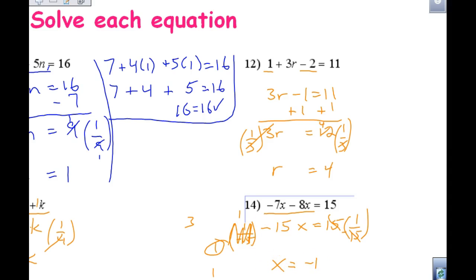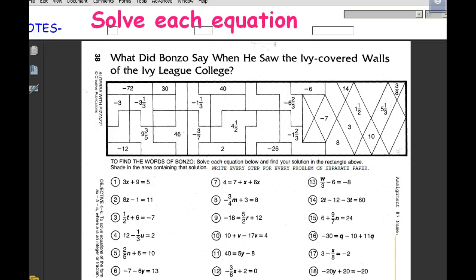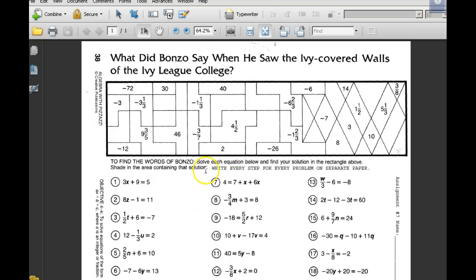All right, so let me hand out your homework. Oh, by the way, it does say make sure you write it on another separate piece of paper, all the work and all the steps.